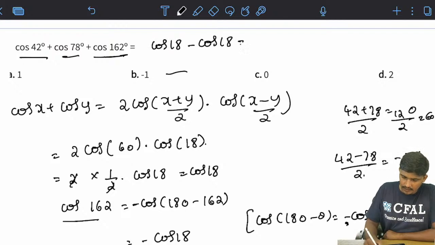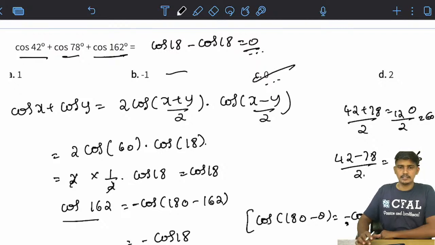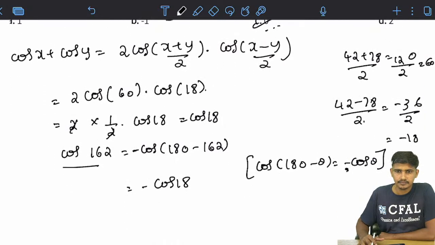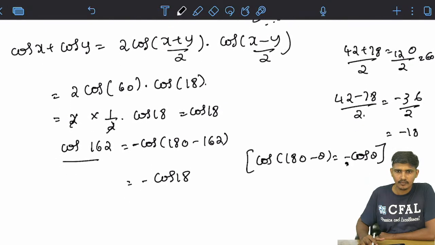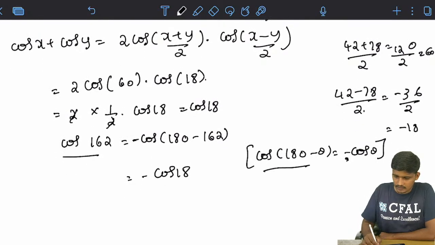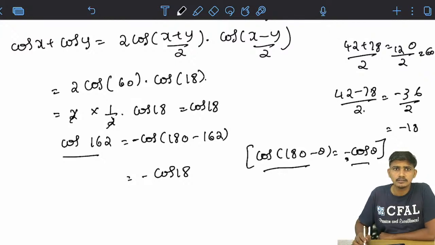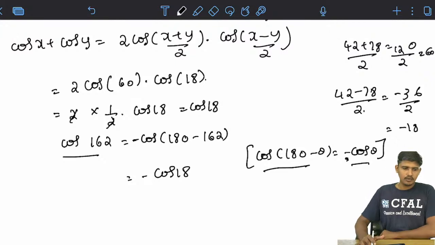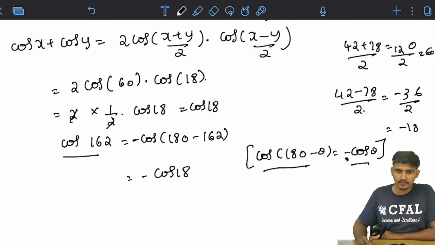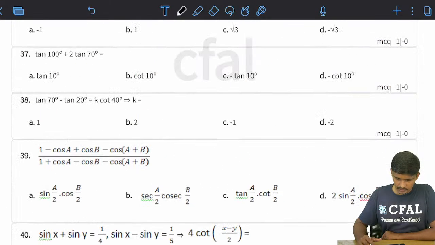So ultimately we are getting the answer equal to 0. So option C is correct. Is that okay? So this is the catch: cos of 180 minus theta is minus cos theta, so we have to apply it here. Any doubts? Any other doubts? Okay, fine. We will move on to the next question now.